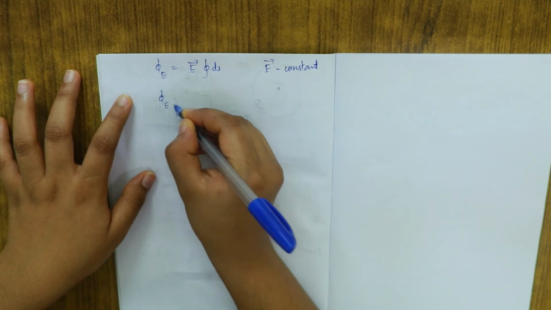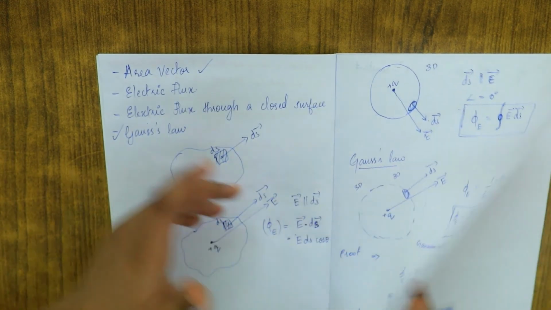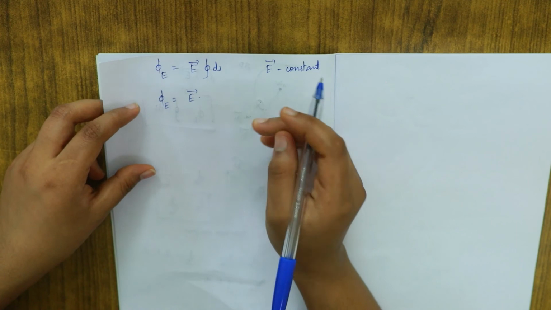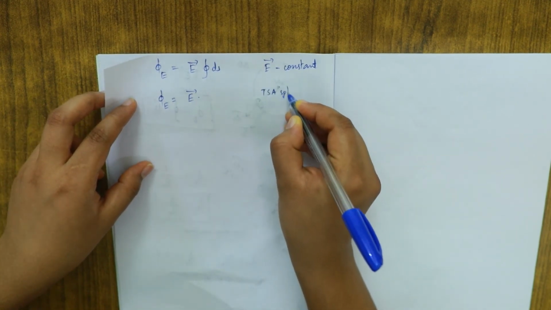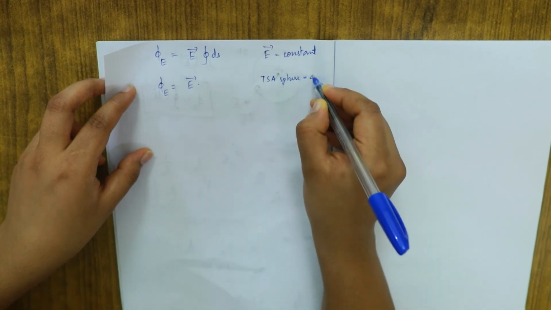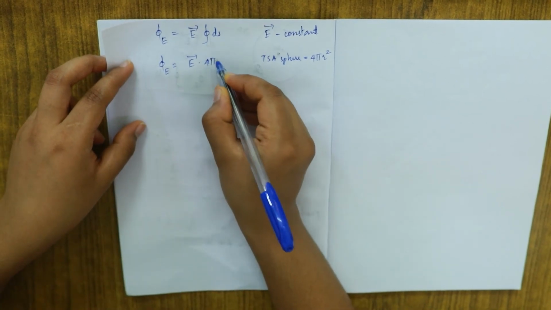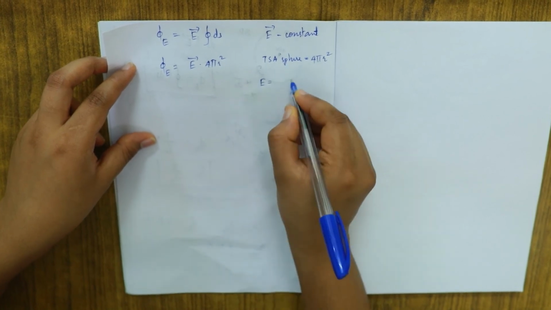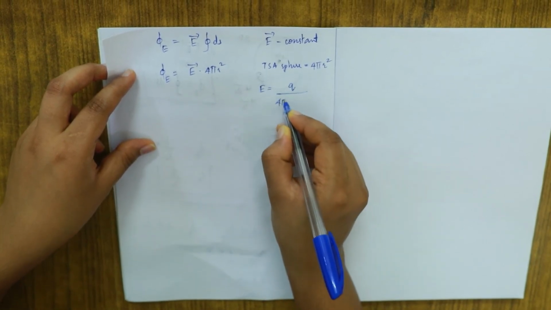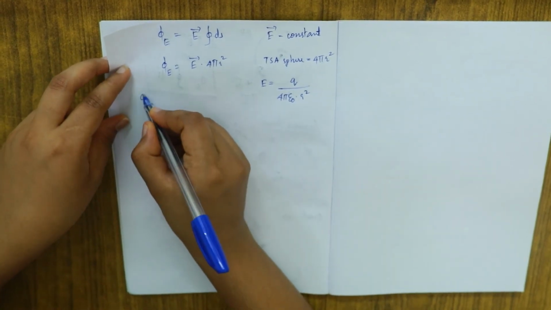Now, phi E is equal to E into, what is the integral of ds? Since it's a sphere, we know the total surface area of a sphere is equal to 4 pi r square. Now we are going to substitute that here, 4 pi r square. Similarly, we know that E is equal to Q by 4 pi epsilon 0 into r square. In the next step we are going to substitute the value of E.